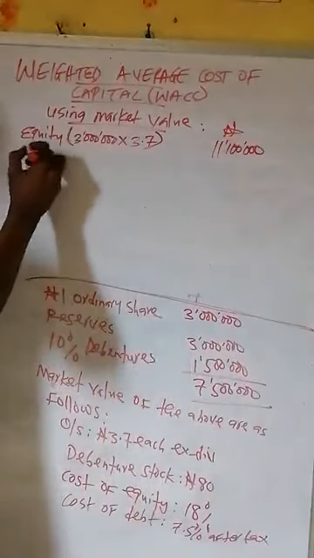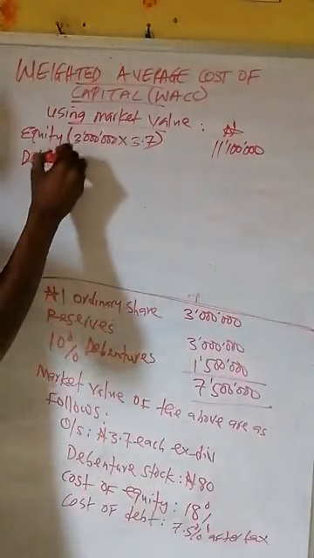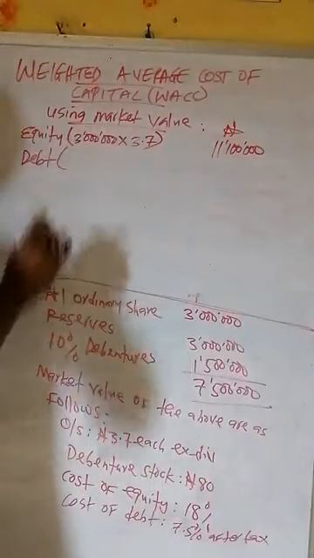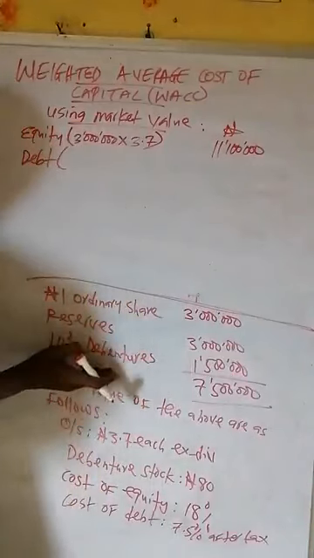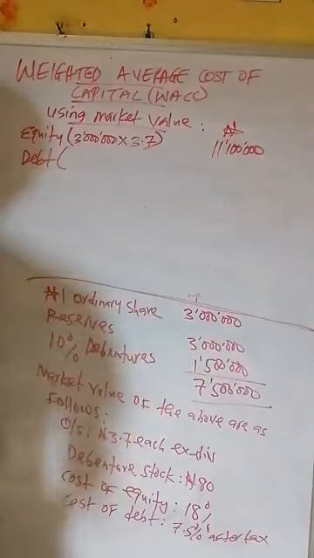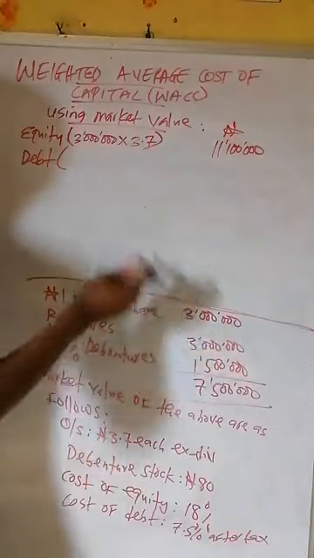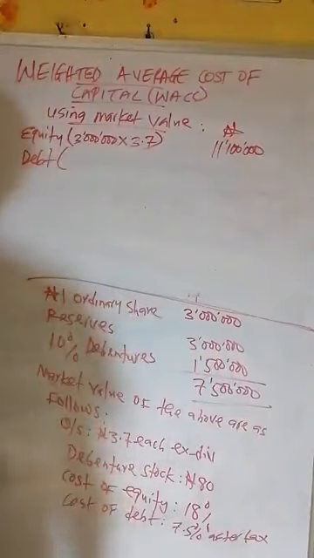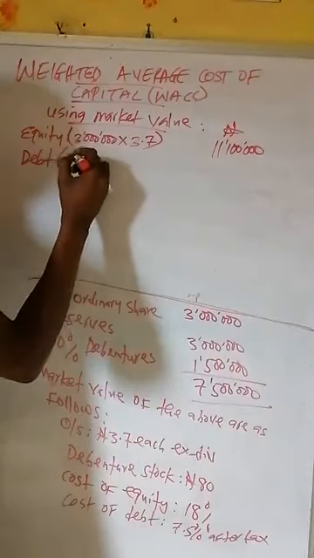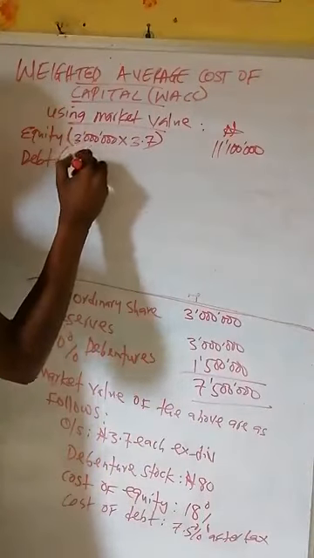Okay. So for debt, what is the value? What is the unit of debt? What is the debt we have? It is the 10% debenture, given to us as 1.5 million.